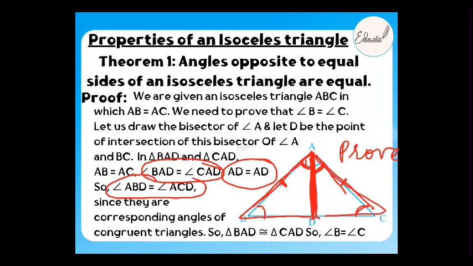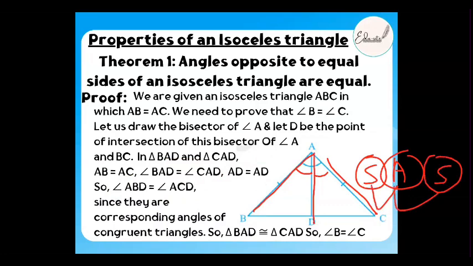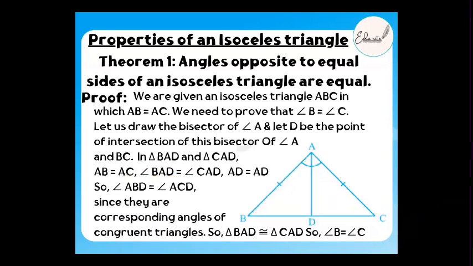Why is it so? Because they are the corresponding angles of the congruent triangles, because we have proven it already, correct? AB is equal to AC, it's already given, correct? So that is one side, and one angle is equal, and one side AD. So from the ASA postulate, these two triangles have become congruent, correct? So now from CPCT, what can we prove?